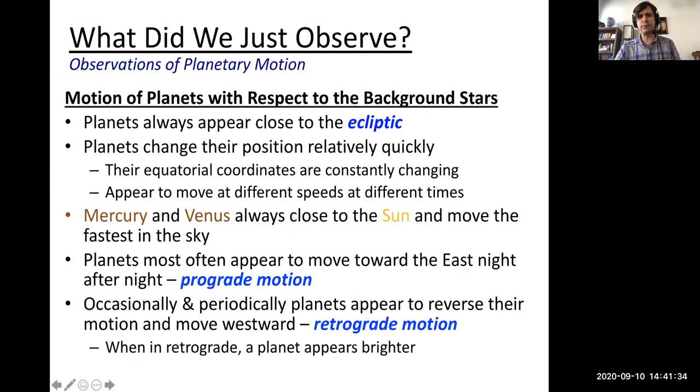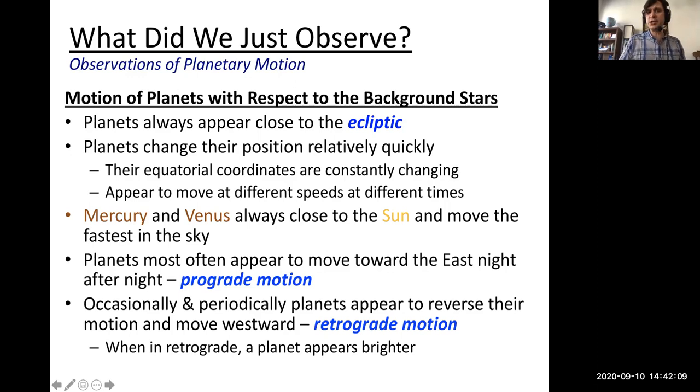And I want to go ahead and review what we just saw. So the motions of the planets with respect to the background stars is complicated. In fact, the word planet comes from the Greek word planetes, which means wanderer. So planets always appear close to the ecliptic. That's not so much wandering behavior, it's just restricted in where they can be. It tells us that our solar system is disc-shaped, it's flat, and all the planets orbit on the same orbital plane, or very close to the same orbital plane, the same plane that the Earth orbits the sun on.